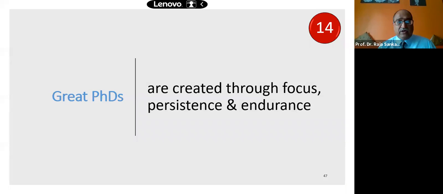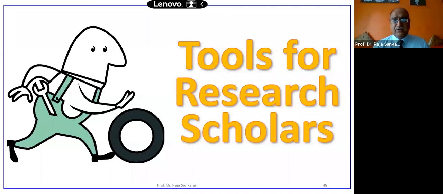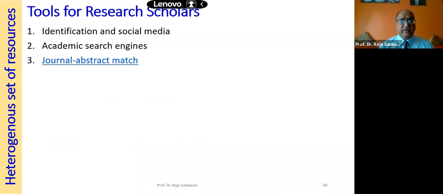I believe with this thought that great PhDs are created through focus, persistence, and endurance. Focus throughout, again, be systematic, use the approach by which you should be able to get to this. Okay, this is one last point I had about the different tools for a scholar.